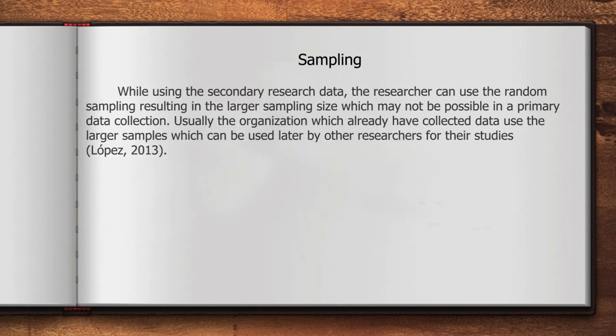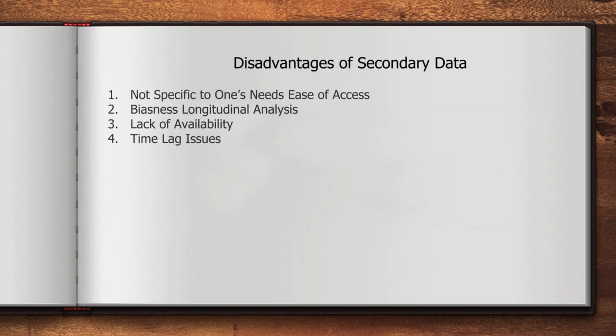And next we have sampling. While using the secondary research data, the researcher can use random sampling, resulting in a larger sampling size, which may not be possible in primary data collection. Usually the organizations which have already collected data use larger samples, which can be used later by other researchers for their studies. The disadvantages of the secondary data can include a number of things.